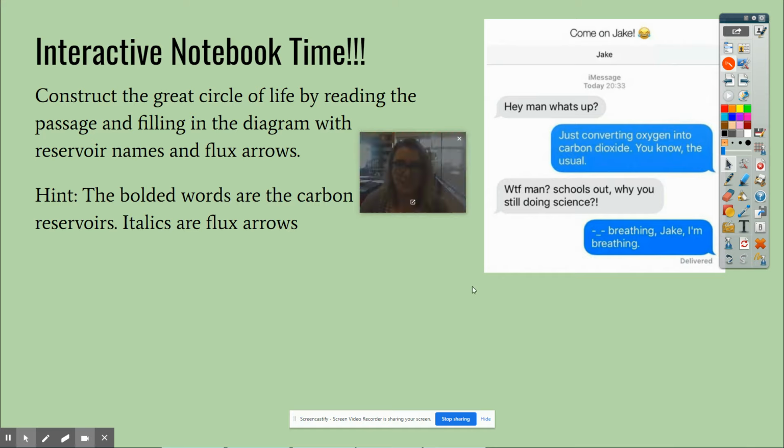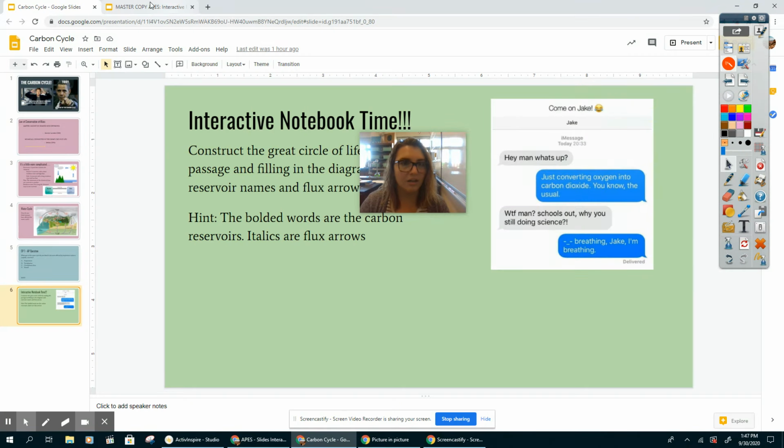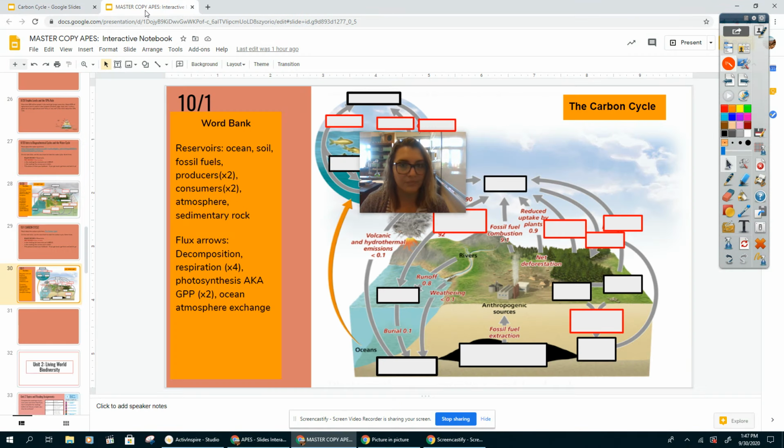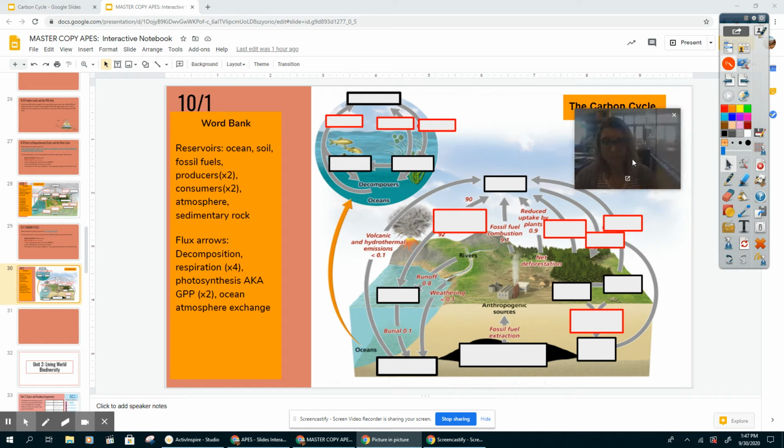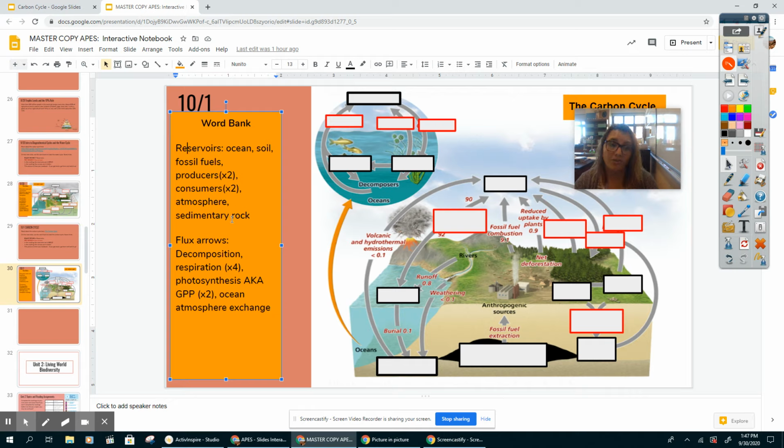All right, so let's look at our interactive notebook. So here is the carbon cycle. I'm doing the same thing really you did yesterday. I have a word bank of all of the reservoirs and of all of the flux arrows. You're just going to click here, type it in. Black, remember, are the reservoirs. Red are the flux arrows. That's all you have to do today, is do the carbon cycle.